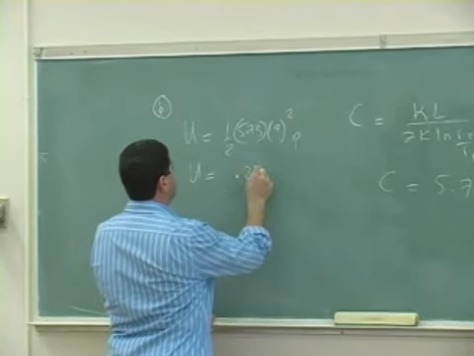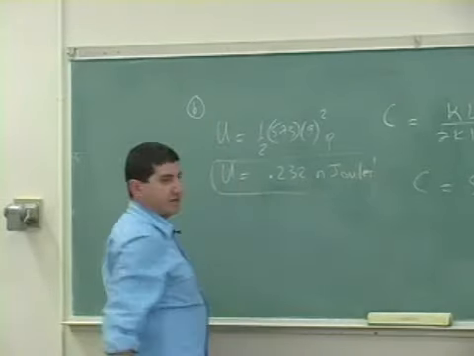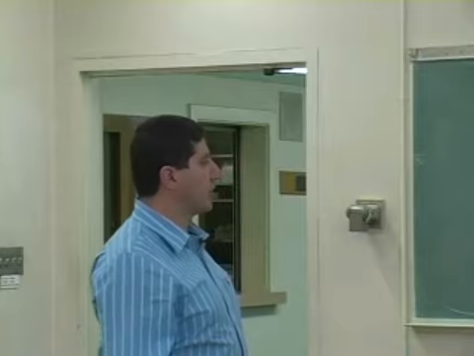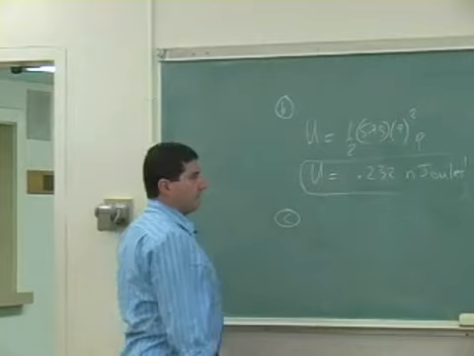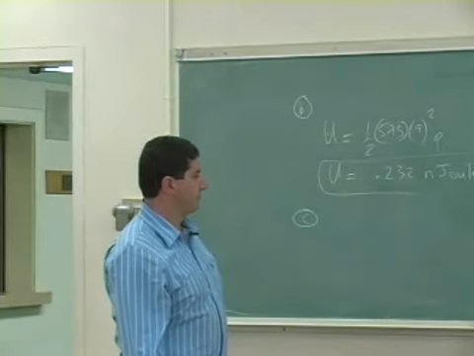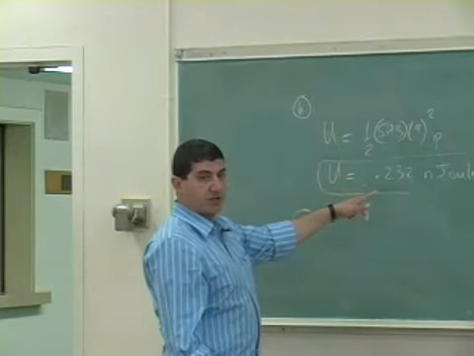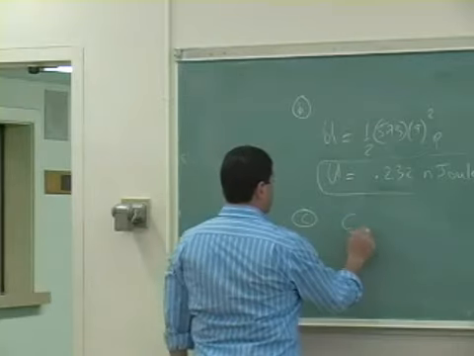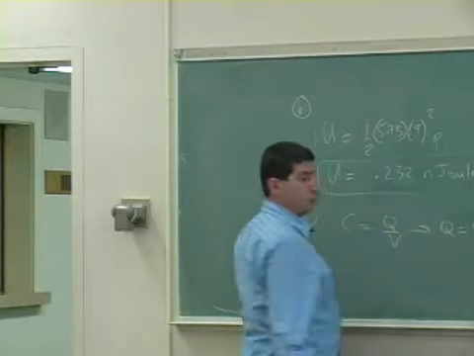0.232 nanojoules. Yeah, it's going to give us in the nano range. So this one is joules because it's energy. And then now if I want to find the charge on either plate, I could either use the energy that we just got, or I can say C is Q over V, right? So if I want to find the charge, you do C times V.